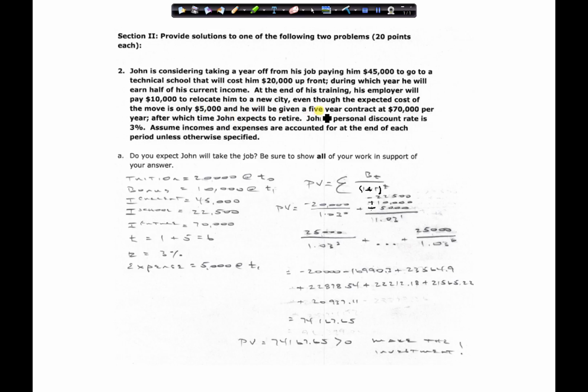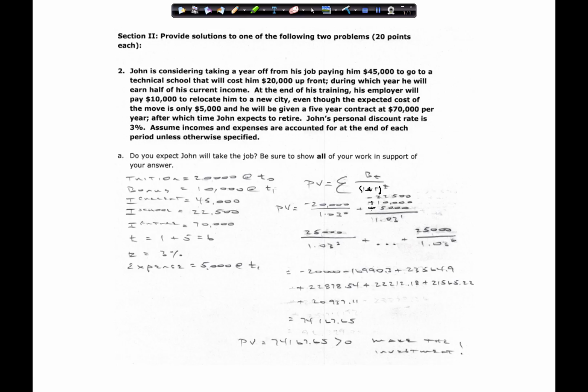He's then going to receive a 5-year contract at $70,000 a year, so this is a certain item, and after which time he expects to retire. So we have a limited time frame to account for here. 1 year of the technical school and 5 years of his employment contract.